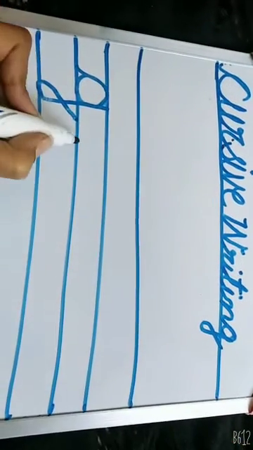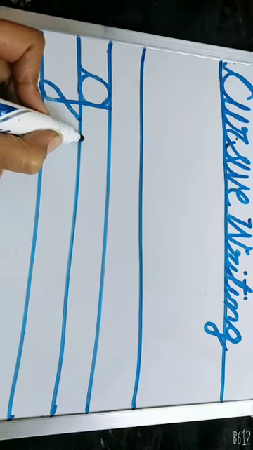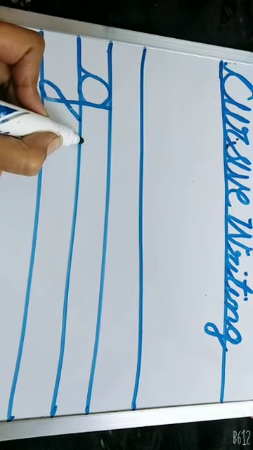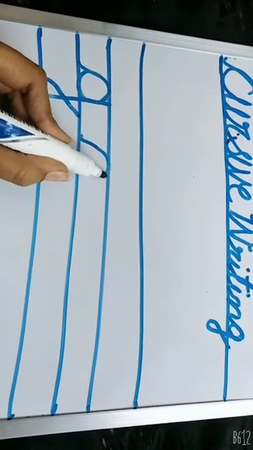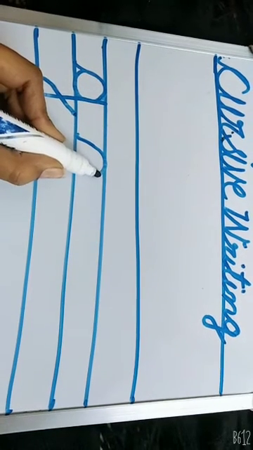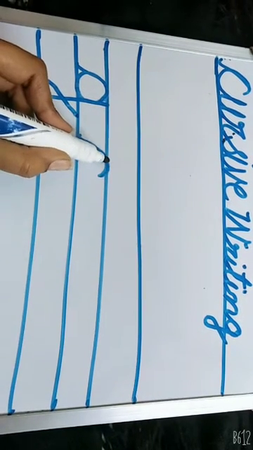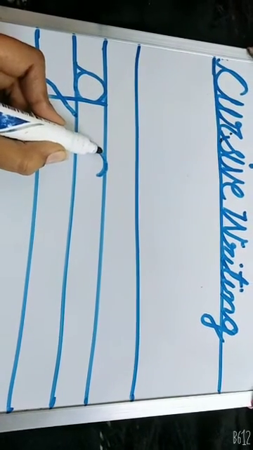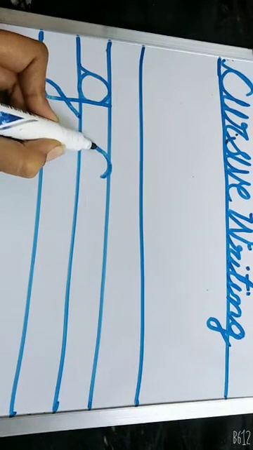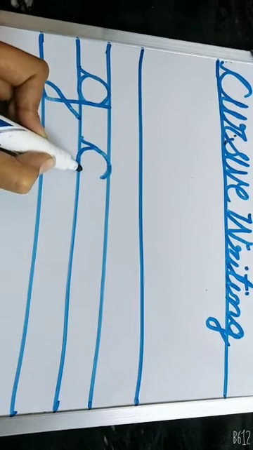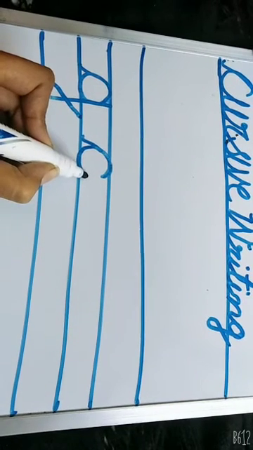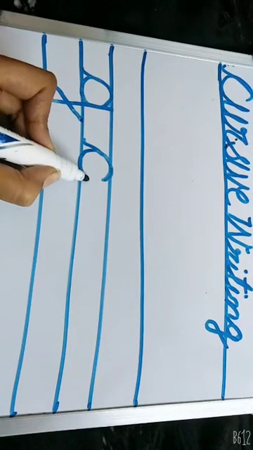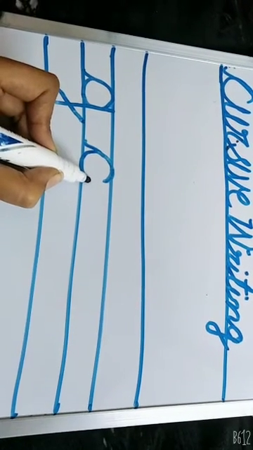Once again I'm writing here. Put your marker on second line, third line. Start moving your marker. Make curve here. Touch the second line. Move your marker forward and backward. Come back and touch the third line. You can see here is the shape just like lowercase character C.